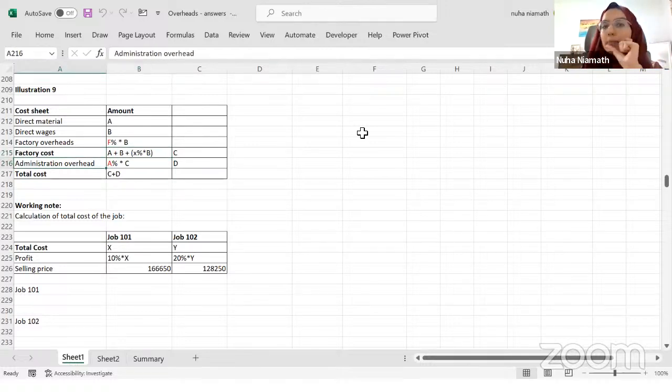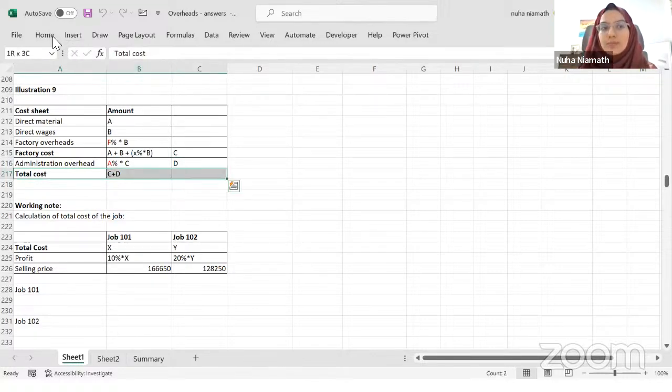Then we have the administration overhead. The administration overhead, again, is a percentage of the factory cost. Let's say the factory cost is C. Admin overhead becomes A%, because we don't know what the percent is, of C. And then we get the total cost, which is the factory cost plus the admin overhead, C plus D. So now what we're going to be calculating is this total cost.